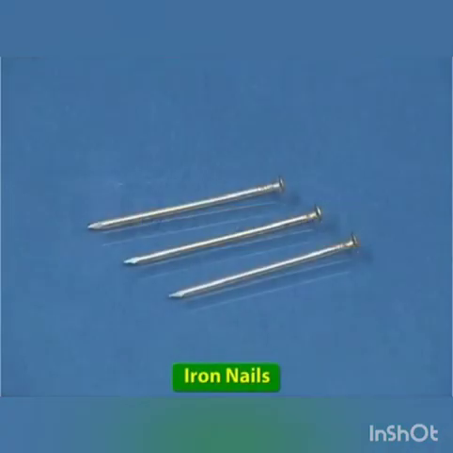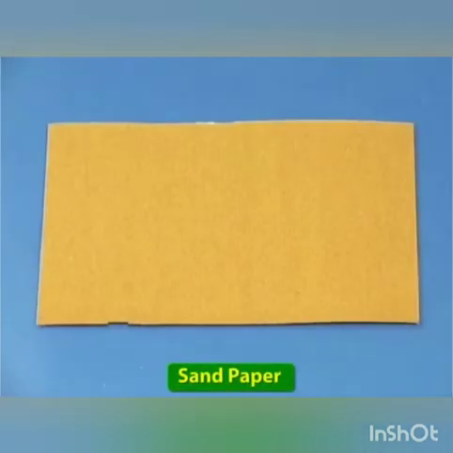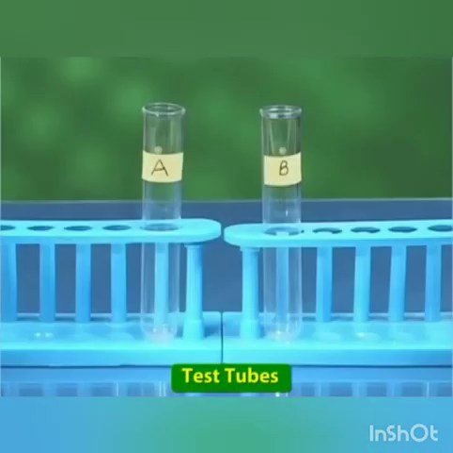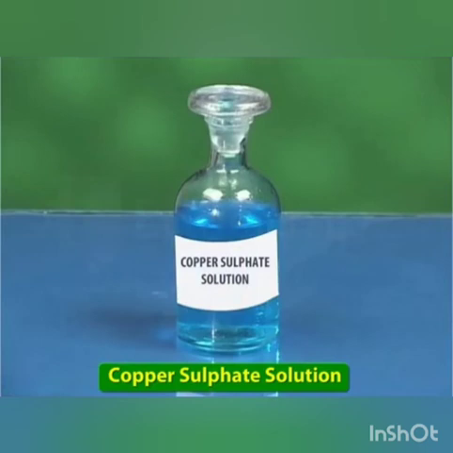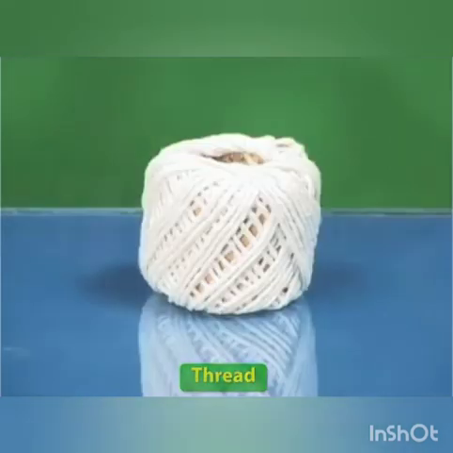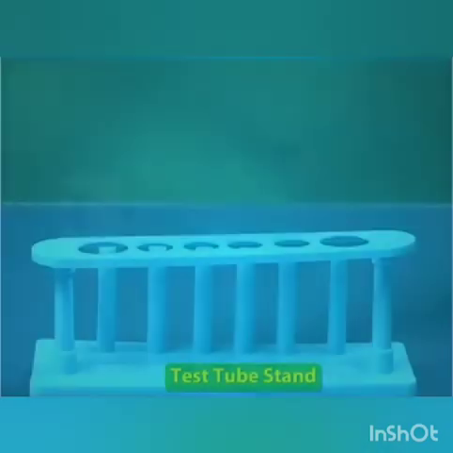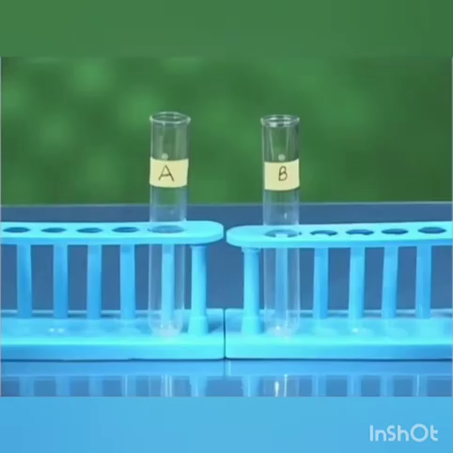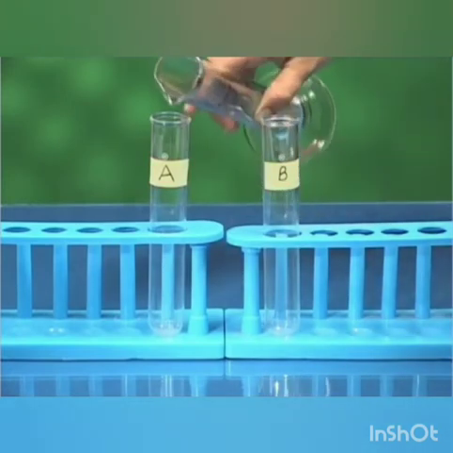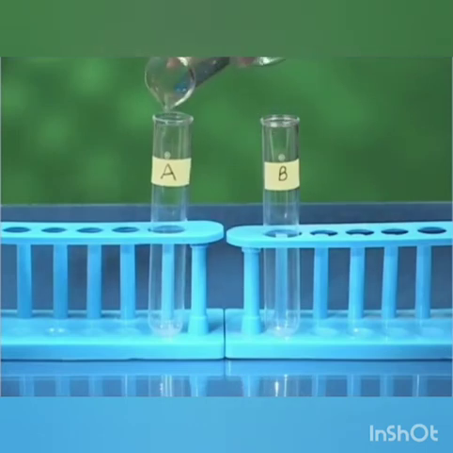Iron nails, sandpaper, test tubes, copper sulfate solution, thread, clamp stand, and test tube stand. Take 2 test tubes marked as A and B, and in each test tube pour about 10 milliliter of copper sulfate solution.